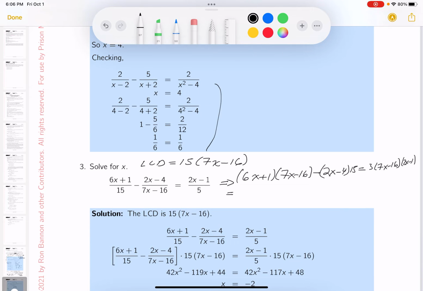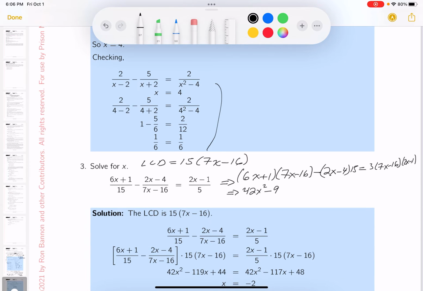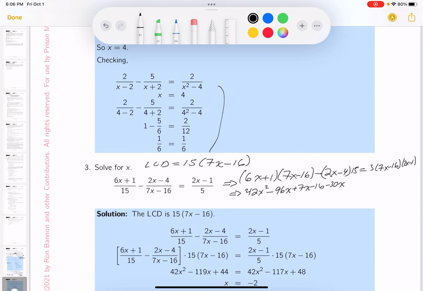So what do you get over here? Let's see, 6x times 7x is 42x squared. And then you get minus, let's see, 6 times 16, that's 60 and 36, so 96x. And then what do you get? You get 7x minus 16. Let's do the next one. What do you get? Minus, that's 15 times 2x, minus 30x. And let's see, what would you get? You'd get 4 times 15, 40 and 20. That's 60, right? So plus 60.